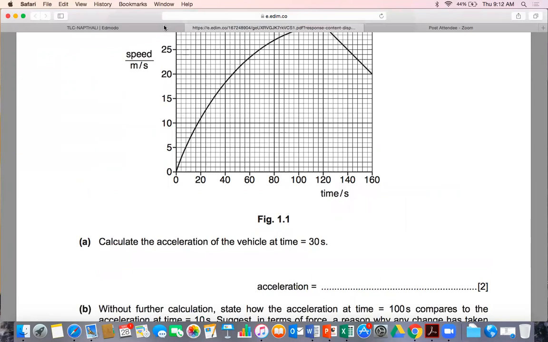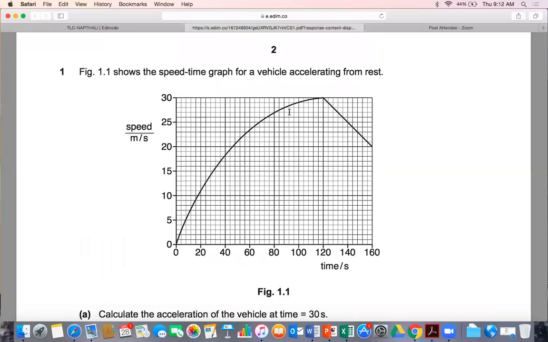At 10 seconds, the speed is above 5. And 100 is, I can scroll down a bit, 100 is around 29, something like that. But that's the speed. We're talking about acceleration. Acceleration increases? Increases?